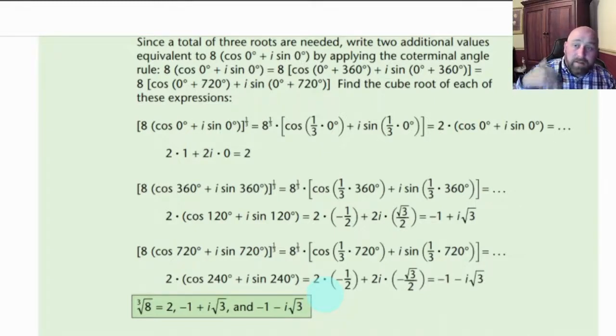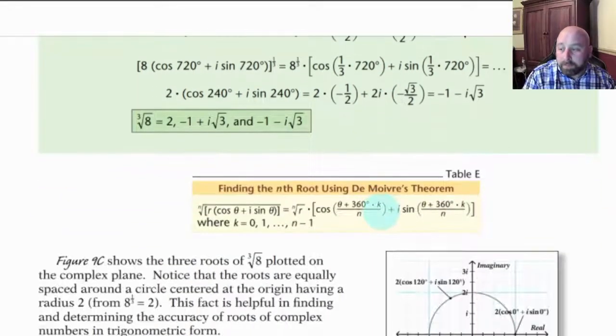And you could do that with anything. You could do that with the 4th root of whatever number, 5th root, whatever you wanted to do. Let's say you're doing a 5th root, you would have to do it 5 times because you're doing a 5th root.